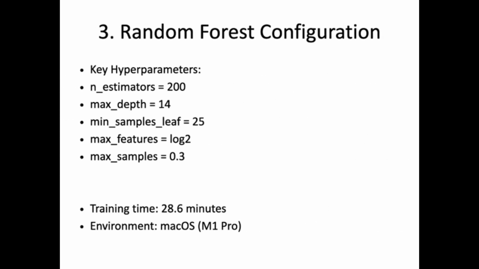The current configuration uses 200 trees, a maximum depth of 14, a minimum samples per leaf of 25, log2 feature subsampling, and 30% sampling per tree to reduce variance and training time on a 20 million row dataset. On our hardware, training took about 30 minutes.